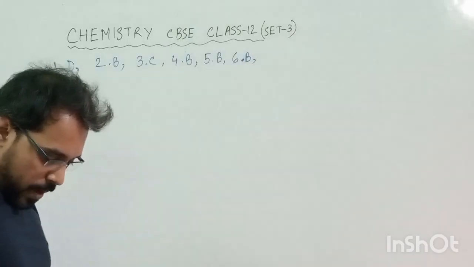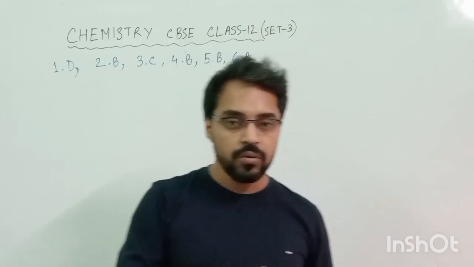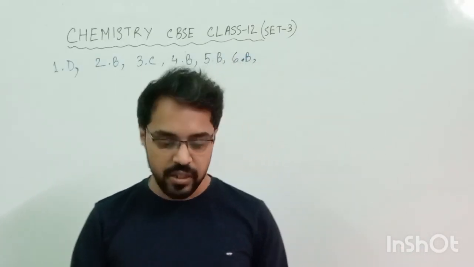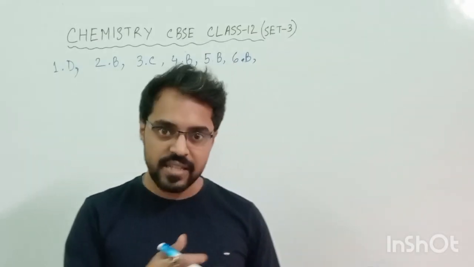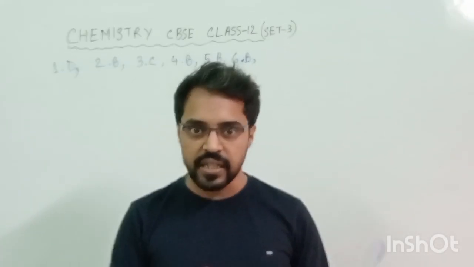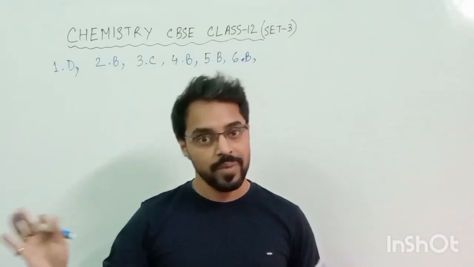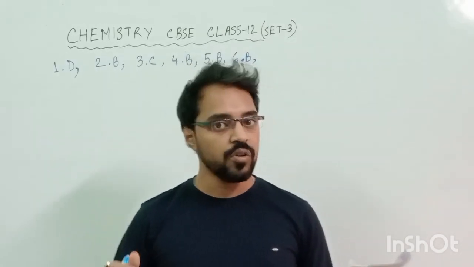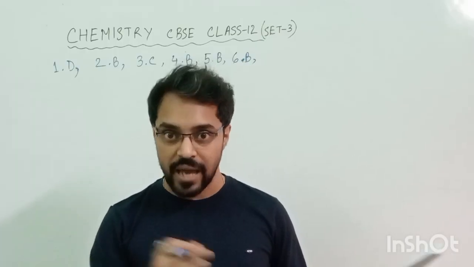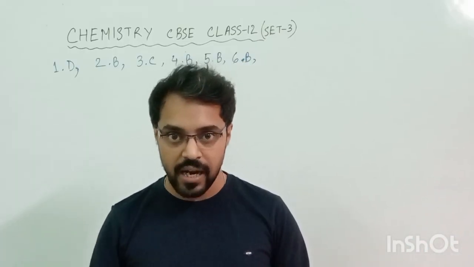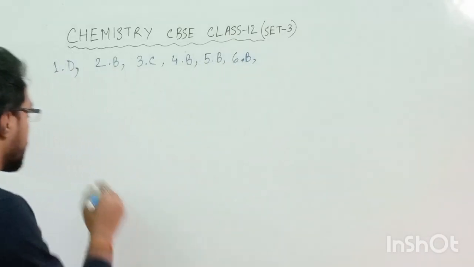So 6 is also B. Now let's come to 7. The decreasing order of pKb. We know pKb is inversely proportional to basicity, and the compounds given are aniline, N-methyl aniline and ethylamine. We know aliphatic amines are more basic than aromatic amines, right? So pKb will be least for ethylamine. Which one will have the highest pKb value? Aniline. So aniline greater than N-methylaniline greater than ethylamine. So 7 will be A.